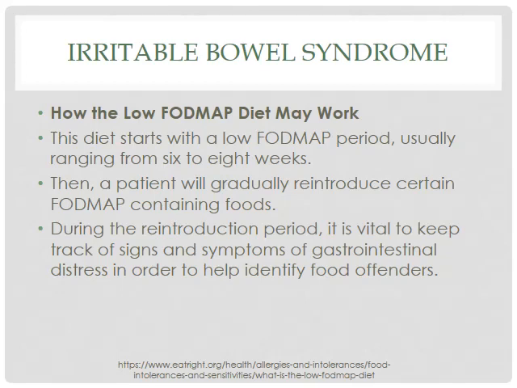Here is how a low FODMAP diet may work. This diet starts with a low FODMAP period, usually ranging from 6 to 8 weeks. Then a patient will gradually reintroduce certain FODMAP-containing foods. During the reintroduction period, it is vital to keep track of signs and symptoms of gastrointestinal distress in order to help identify food offenders.